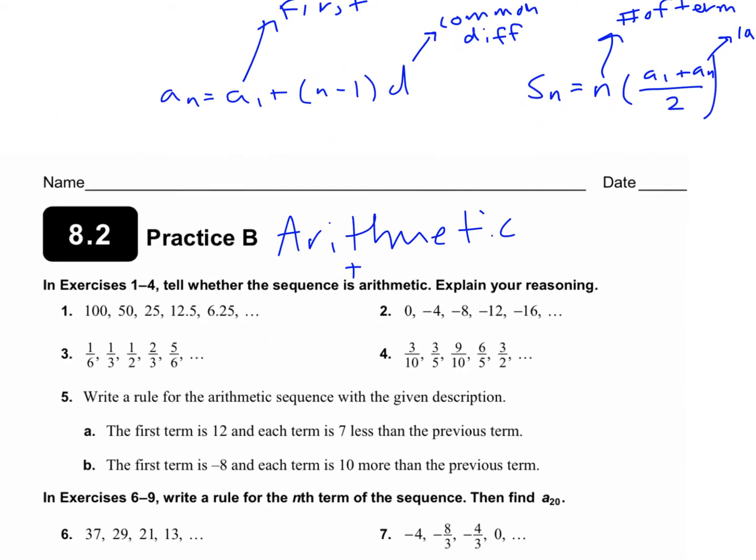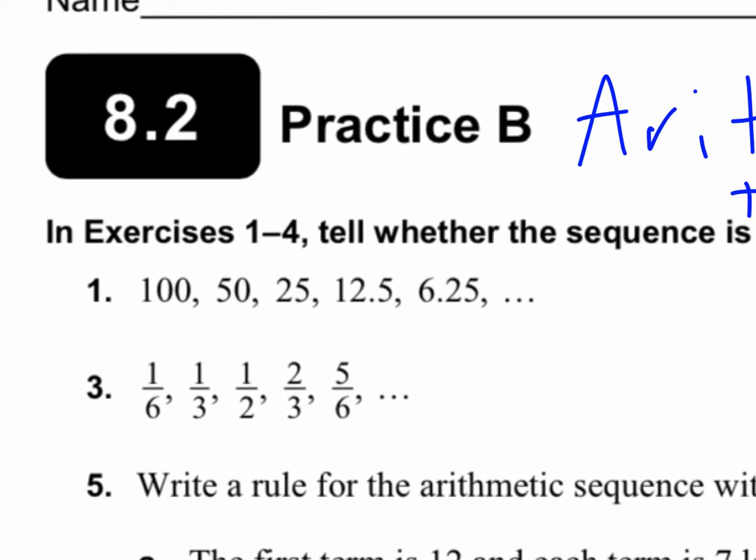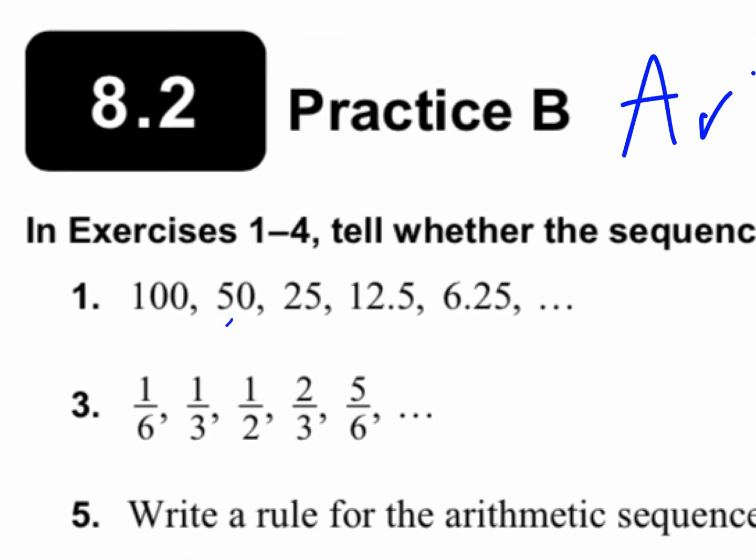So in 1 and 3, we have to tell whether the sequence is arithmetic and explain your reasoning. So what are we adding to get from 100 to 50? You're not adding it, you're dividing it. Well, in order for it to be arithmetic, we have to add or subtract. Well, minus negative 50. So we're subtracting 50.